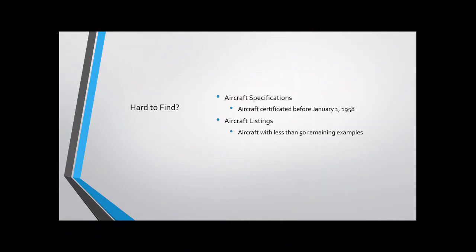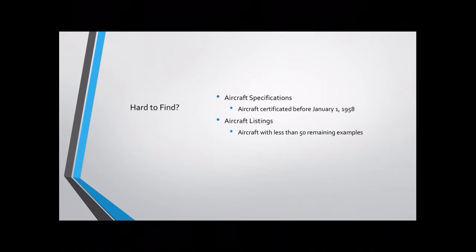So, what happens if we have difficulty finding some information? We know that we can find type certificates for most of what we're working on, but what happens if we have an aircraft that was certificated before the FAA was around and we had this type certificate system? Well, we have a section called Aircraft Specifications. It's a special listing of information that is pertinent to aircraft that were certificated before January 1st, 1958 under the Civil Aviation Authority.